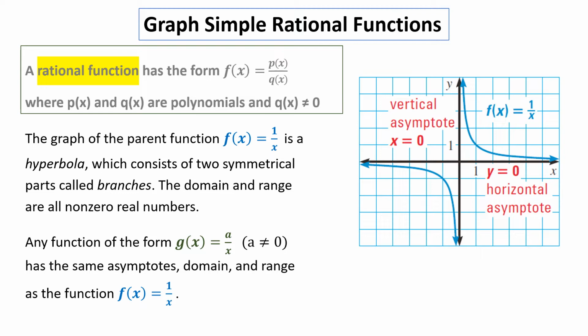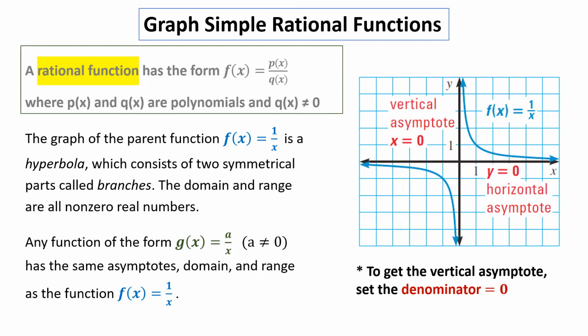Also, note to remember, as you can see, the vertical asymptote and horizontal asymptote are both related to the domain and range, which cannot be 0. Another way to get the domain, the vertical asymptote, is to set the denominator equal to 0.